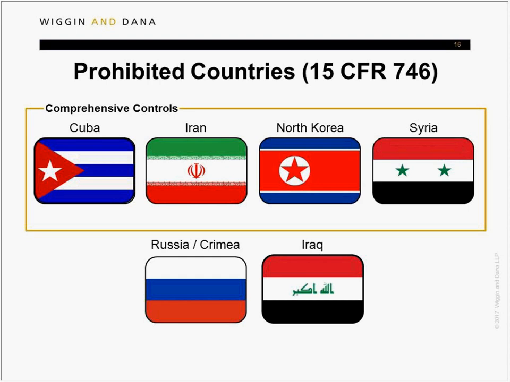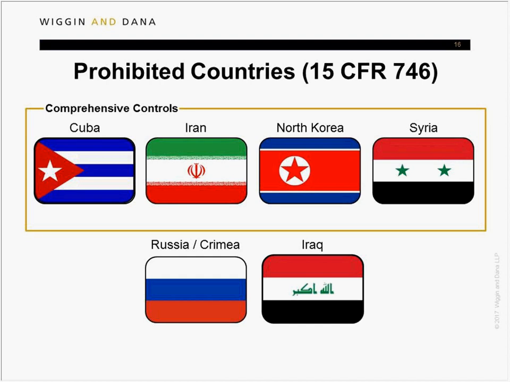There are very comprehensive controls. No matter what you read in the newspaper these days about Cuba, nonetheless, there still are very, very broad controls on exports to Cuba, Iran, North Korea, and Syria. There are also more targeted, narrower controls that apply to the Crimea region of Ukraine, also claimed by Russia, and indeed to certain parts of entities in Russia, and Iraq.